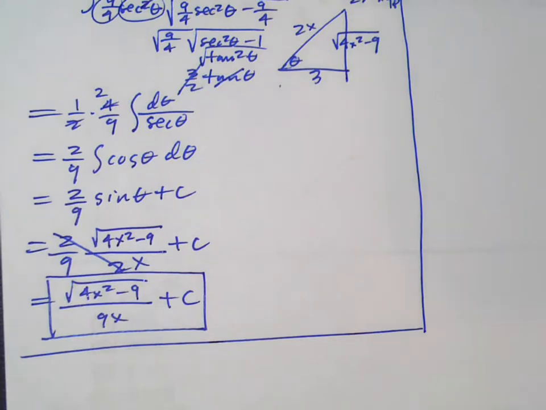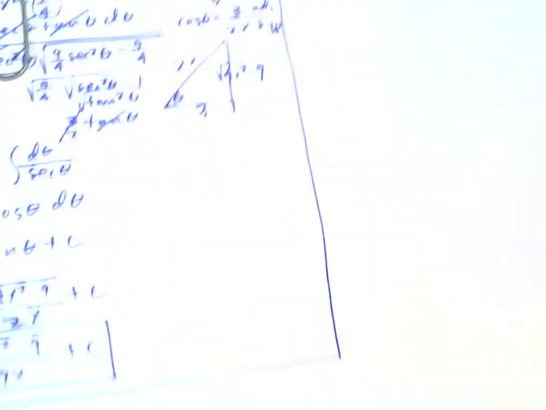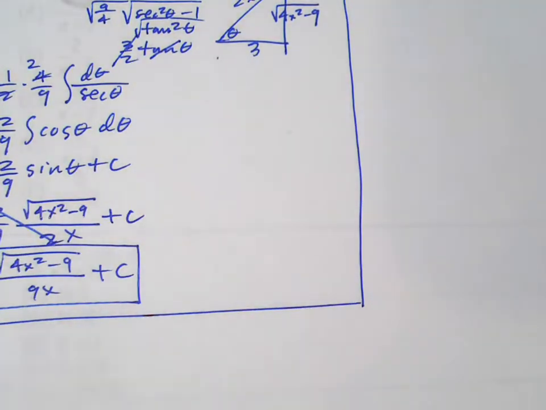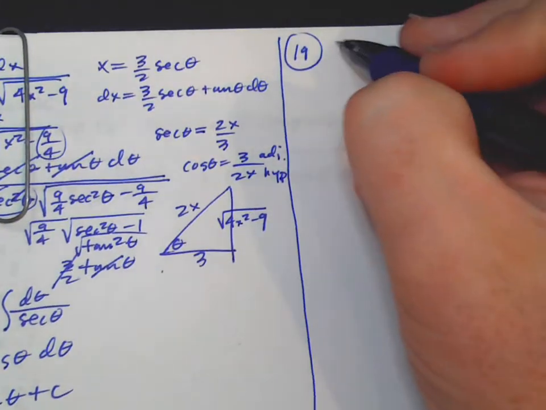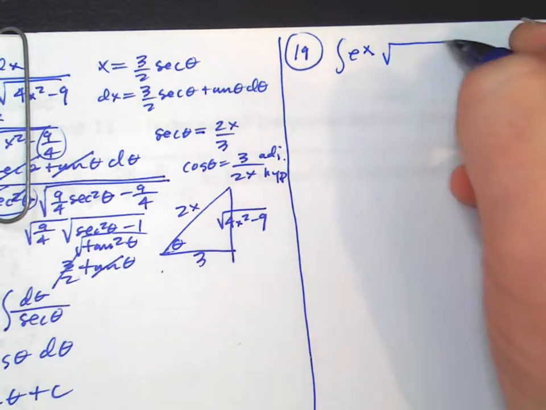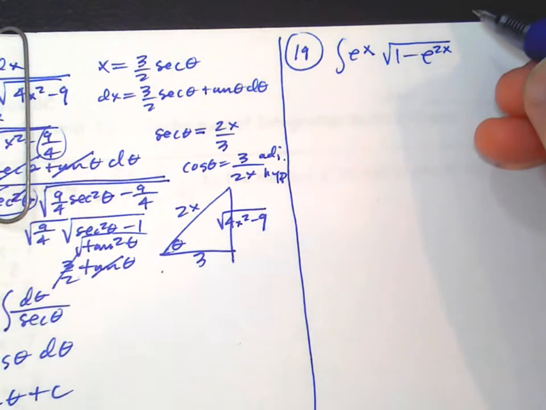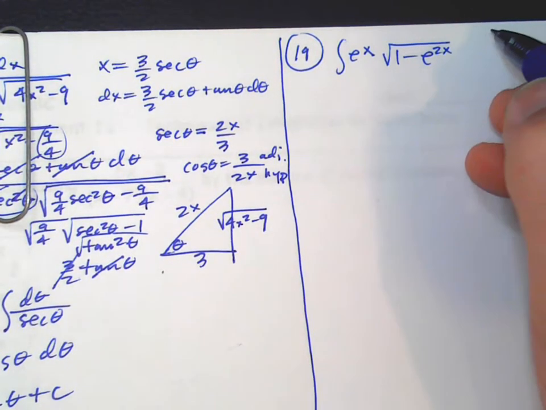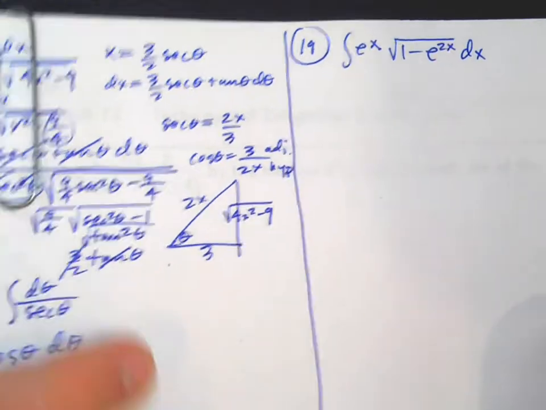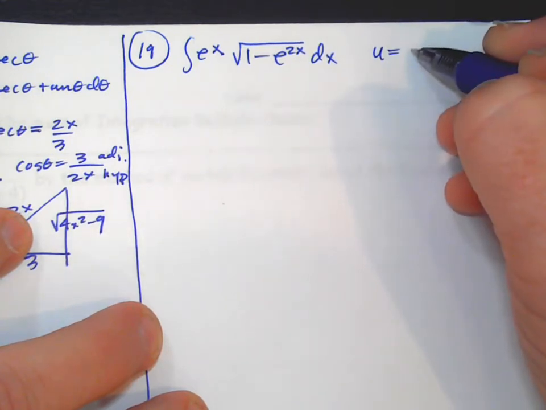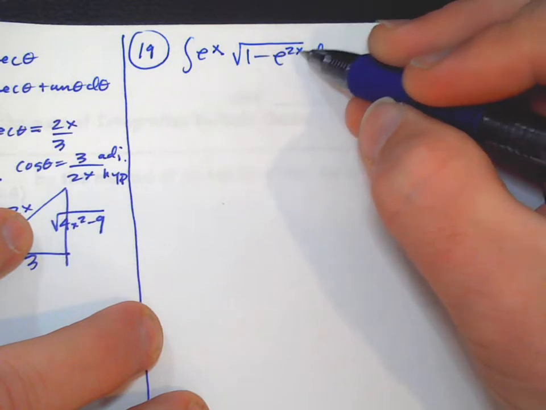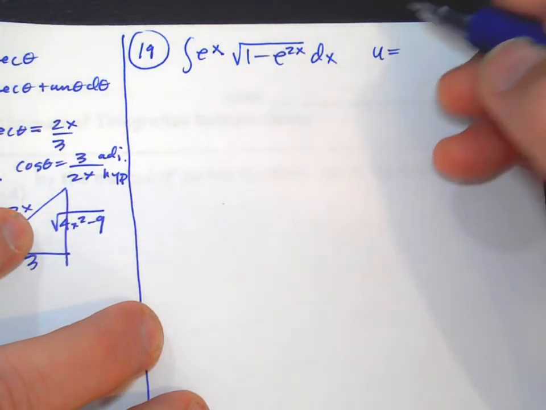Okay. And for the last problem, 19. So 19's kind of interesting. E to the x, square root of 1 minus e to the 2x. Now, on this problem right here, let's just think what we could do. We could just do regular u substitution. U equals, now if we did 1 minus e to the 2x, that's not going to work.